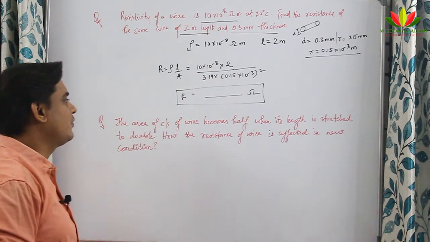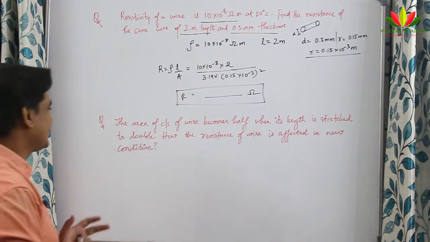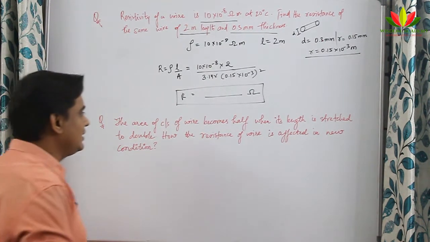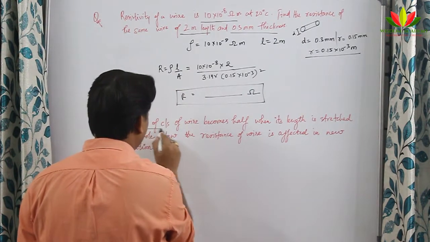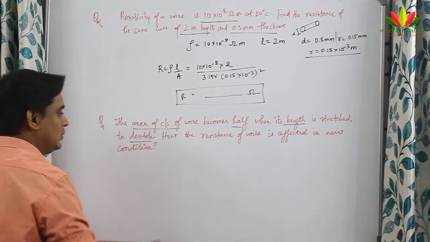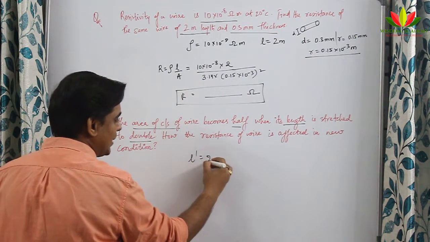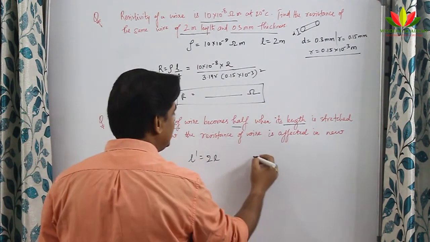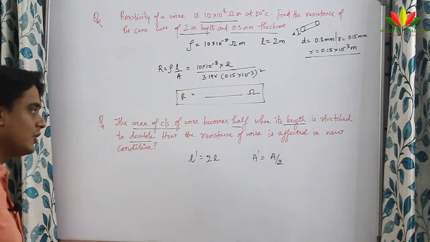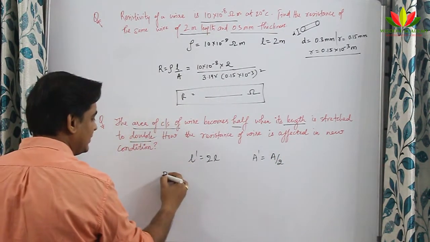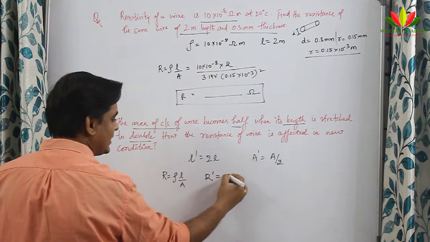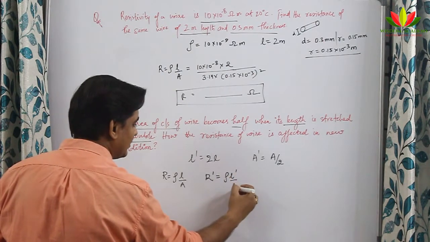The area of cross section of a wire becomes half when its length is stretched to double. How is the resistance of the wire affected in the new condition? What they are saying is that the area of cross section is becoming half and the length is becoming double. So the new length is 2 times the old length, and the new area is half of the old area. The old resistance was rho L by A. And what will be the new resistance? R dash will be equal to rho L dash by A dash.